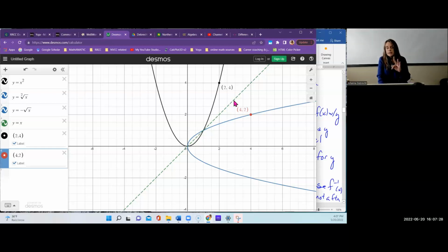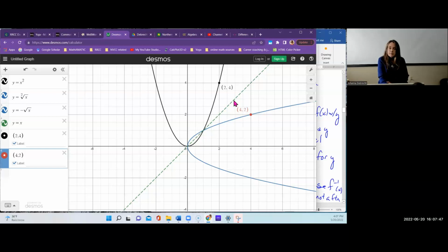So there are 3 ways that you can show you're an inverse. That's point to point, going by ordered pairs, by swapping the x and y in the equation and doing it algebraically, and also by graphing and showing that you're a mirror image across that line.